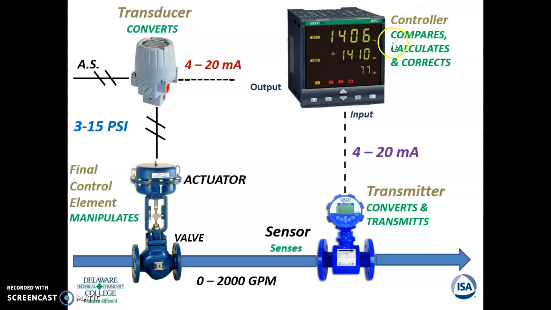The controller does those 3 C's: compares, calculates, and corrects. It then sends an output also in a 4 to 20 milliamp signal to a transducer, which in this particular instance is I, current, to P, pneumatic, 3 to 15 psi. And again, we talked about different conversions there and learning how to do 4 to 20 milliamps and 3 to 15. It sends that air, this hash line means instrument air supply. It goes to the actuator, and the actuator then takes it and converts that to up or down pressure to control the valve.